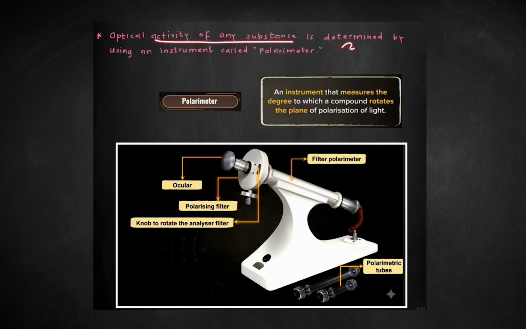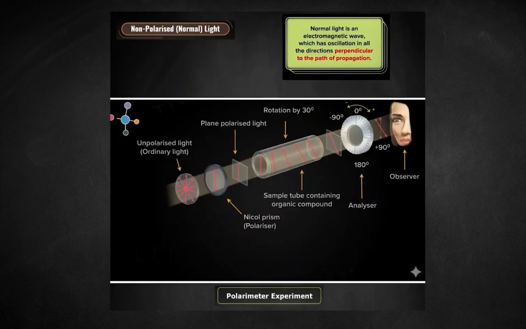Optical activity of any substance is determined by using an instrument called the polarimeter. So you can see the image of the polarimeter. By using this instrument, you can determine the optical activity of any organic compound. Now let's see the polarimeter experiment.